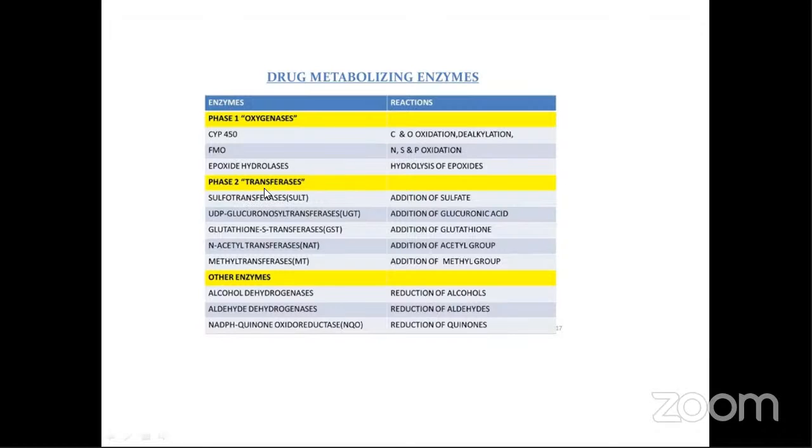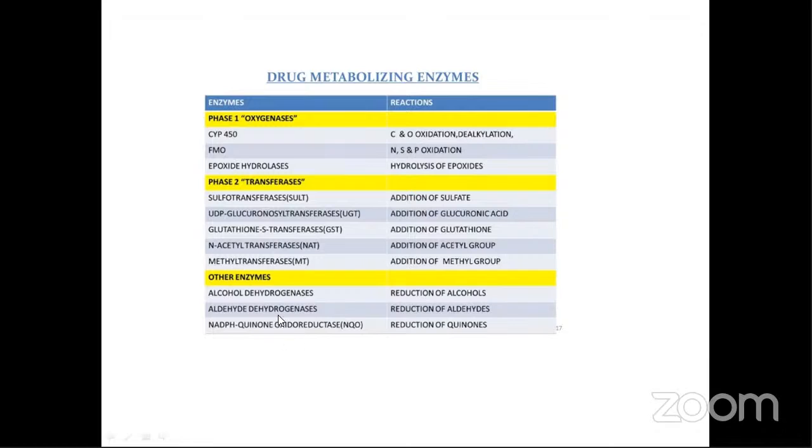Under phase 2, you have transferases. Sulfotransferase is for addition of sulfate. UDP glucuronosyl transferase, UGT for short, is for addition of glucuronic acid; if there is conjugation of glucuronic acid, this enzyme is required. Then glutathione S-transferase, addition of glutathione. N-acetyl transferase, addition of acetyl group. Methyl transferase, addition of methyl group. So these are the enzymes, and you remember how they are responsible for different reactions.